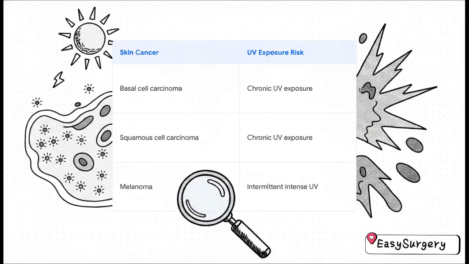Now, I really want to point out a critical distinction here regarding skin cancers and ultraviolet light. Notice how basal cell carcinoma and squamous cell carcinoma of the skin share the exact same risk profile, chronic UV exposure, right? It's the daily, persistent sun damage over years. But contrast that with melanoma. The key risk factor there is intermittent, intense UV exposure. Think of those severe, blistering sunburns you might get on vacation. Catching that little nuance is exactly what separates good test takers from great ones.